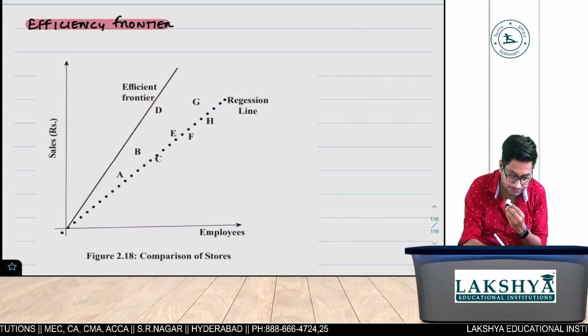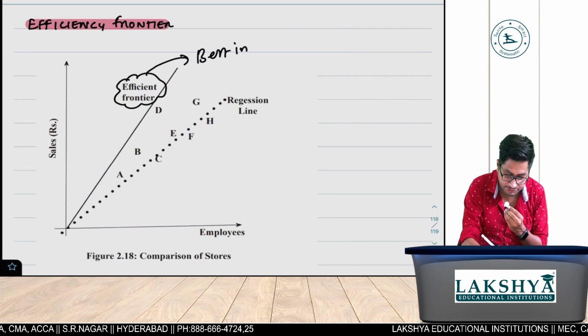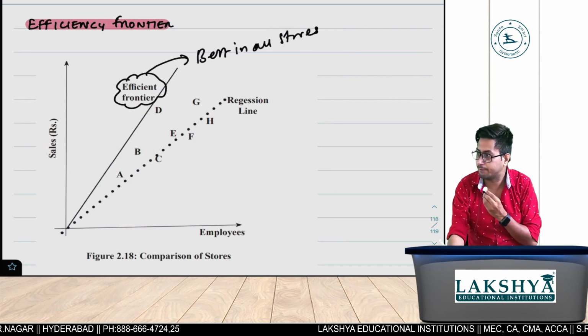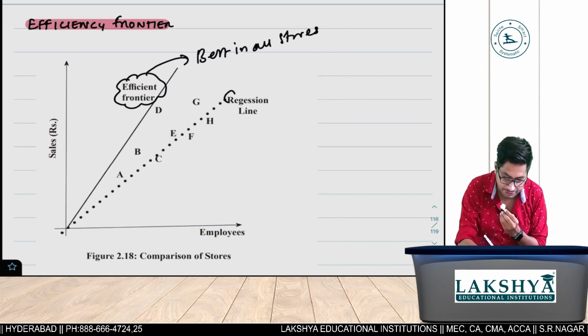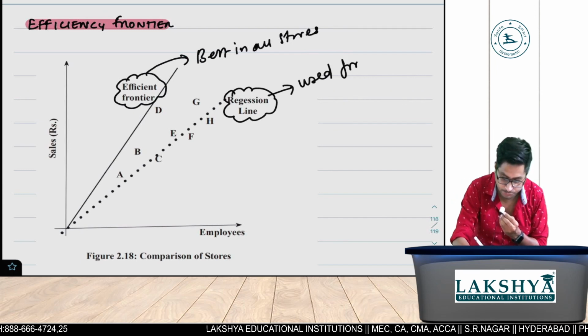Efficient frontier matlab, with whom are we comparing? Best in all stores. Clear? Efficiency frontier matlab best in all stores. Regression line means it is nothing but used for comparison. Used for comparison.